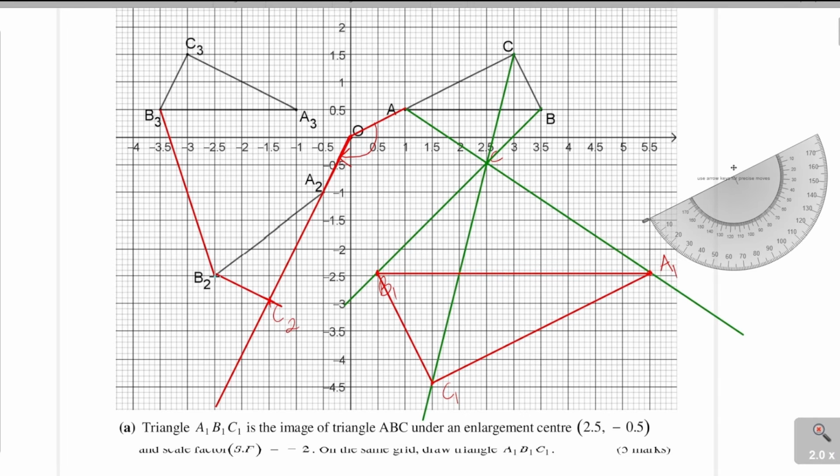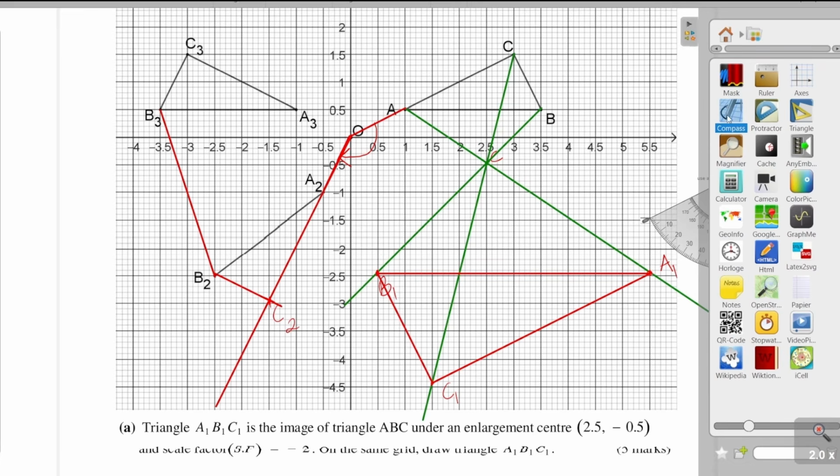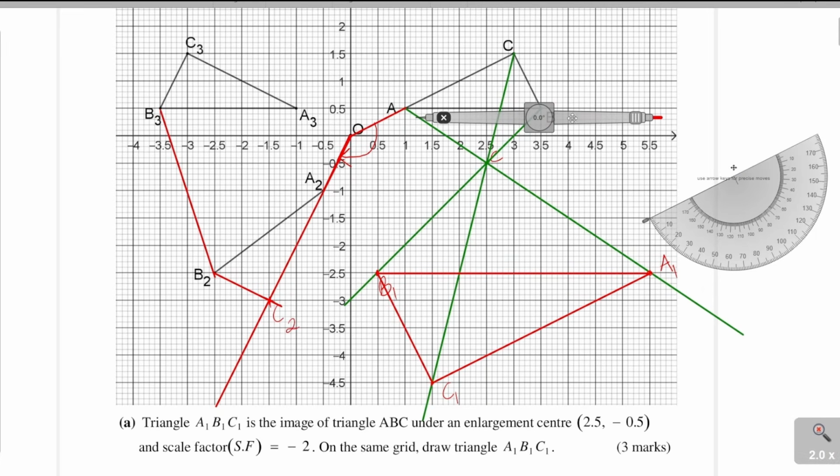So if these are reflections, then we are going to have the perpendicular bisector. The perpendicular bisector of B3, B2 will give us the mirror line. So after joining B2 to B3, or you can join C2 to C3, you construct a bisector of B3, B2, and you simply use a compass to do that. So you know how to construct these.